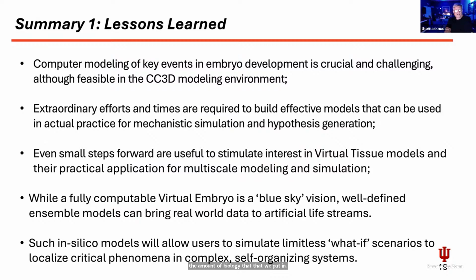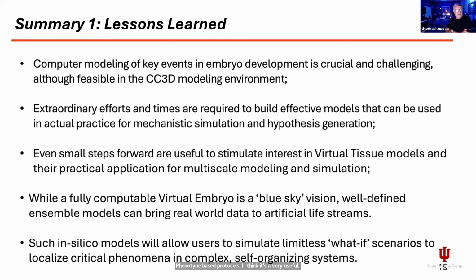So just 2 summary slides, one on lessons learned and one on lessons unlearned. Computer modeling of key events in any system, but in particular the embryo, is a crucial and challenging effort. Although I think we've learned over the years that it's feasible in the CC3D modeling environment. And James is always very good about saying CC3D is not the only modeling platform available for looking at agent-based modeling. But in my mind, in terms of the flexibility of the model and the ability to really spatially constrain your system to phenotype-based protocols, I think it's a very useful application.